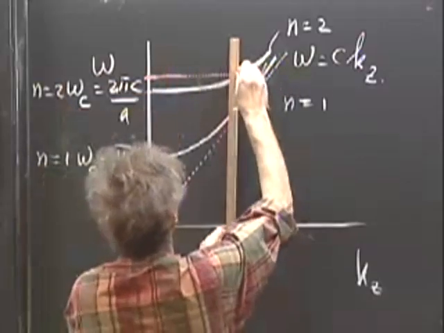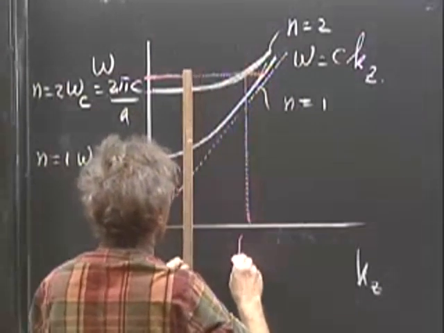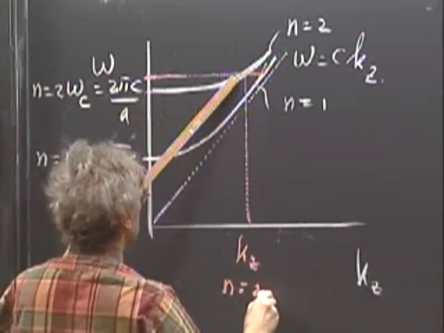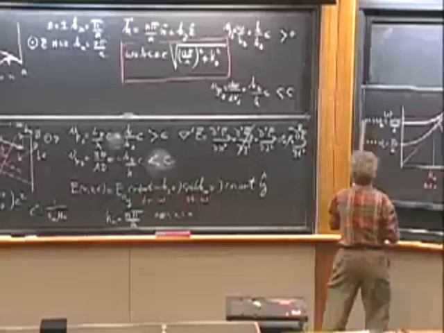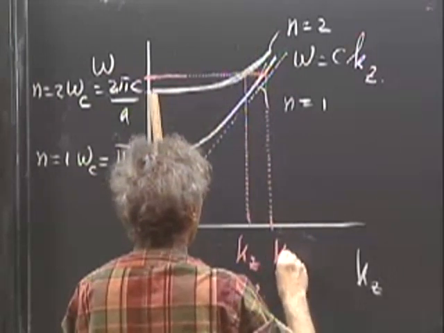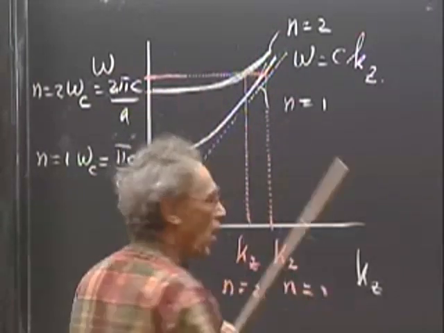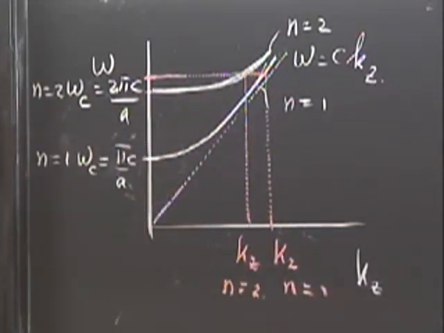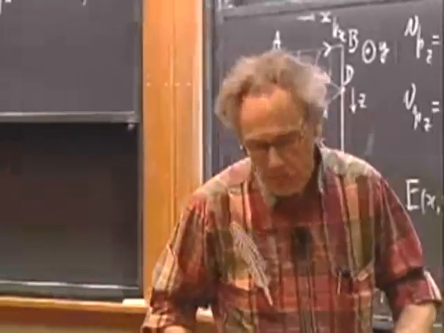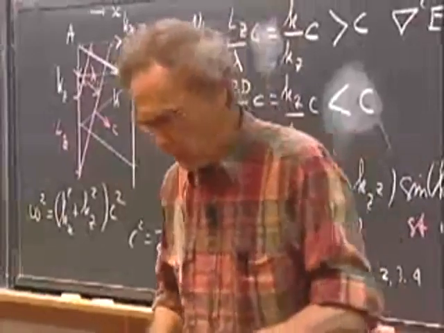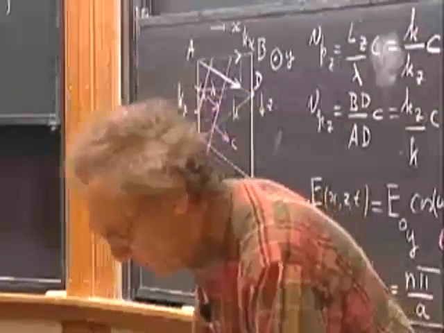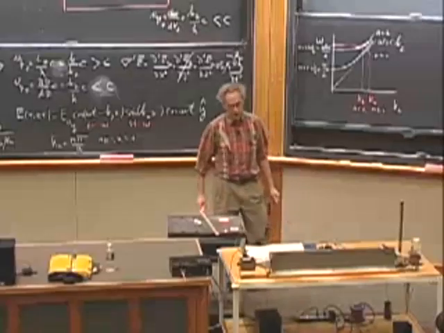It can either go through this way, with this value for kz, which corresponds with n equals 2. So that's the mode in green there. Or it can go through in this mode, with this value for kz, for n equals 1. Or it can do both. It can do any linear combination between these two, because each one is a solution to Maxwell's equations. Each one obeys the boundary condition, and each one meets the wave equation.